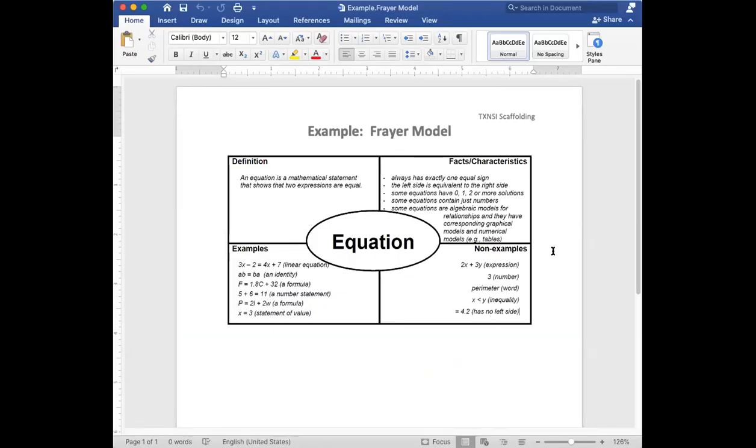So here's the example that's in the materials with you. The example that I gave is the word equation. Of course, there's the definition, and you can have them take the definition directly off the internet or out of a book, but you might want them to put it into their own words as well. Then there are some facts and characteristics about it, some examples, and then some non-examples. So that's just one example of a Frayer model.